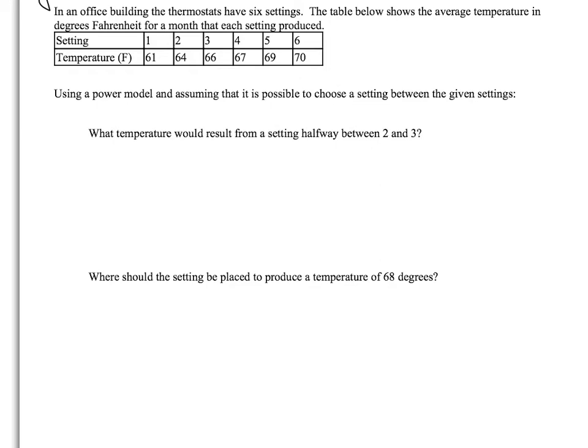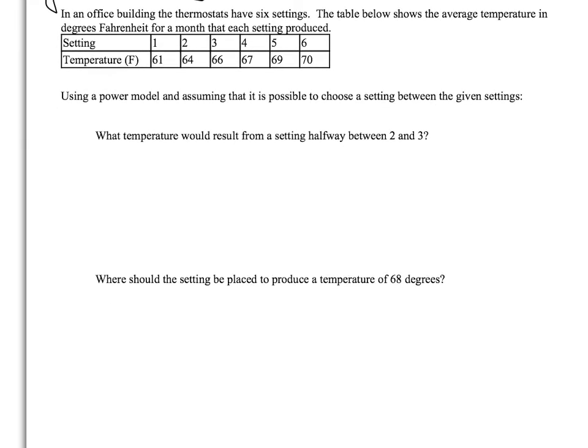We will write the power model. I'm going to write it in the first question. I am going to round to 4 decimal places because it didn't say. So it's going to be y equals 60.8114 times x to the 0.0760.